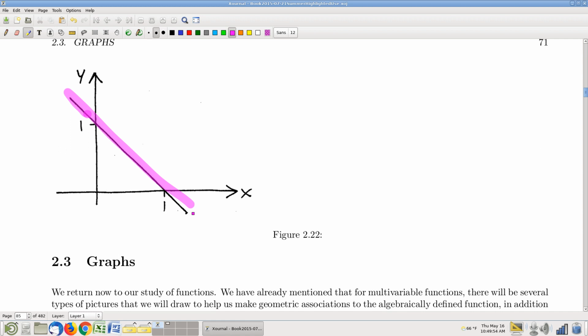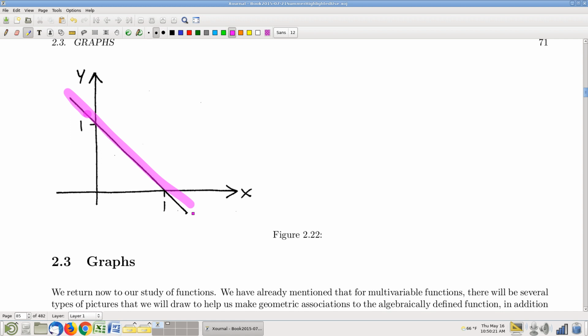So don't think of this, I suggest, don't think of this as the function. This is not 1 minus x. That's a mistake. This is the graph of 1 minus x. This is the result of an arbitrary and highly optional procedure that you may want to apply to the function 1 minus x. This is not 1 minus x itself.